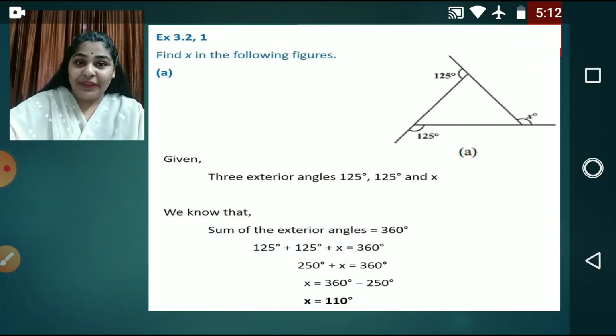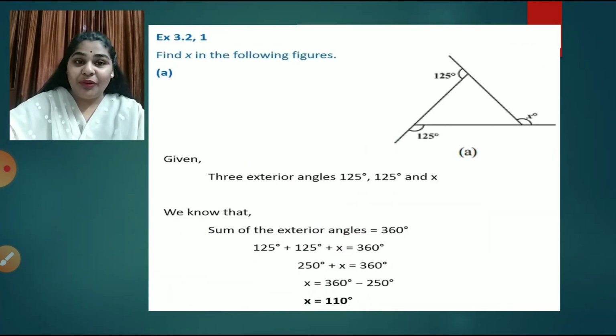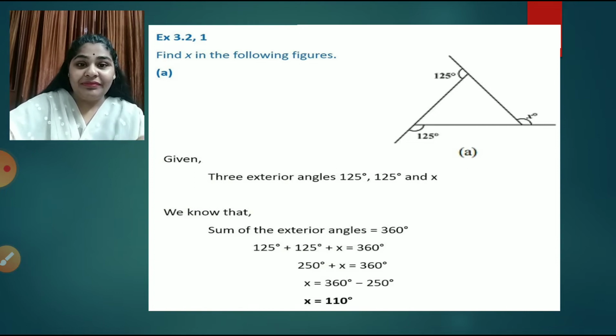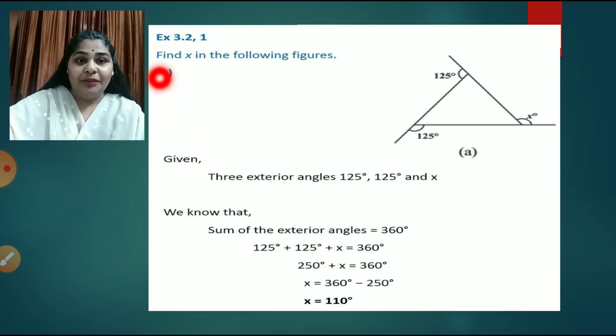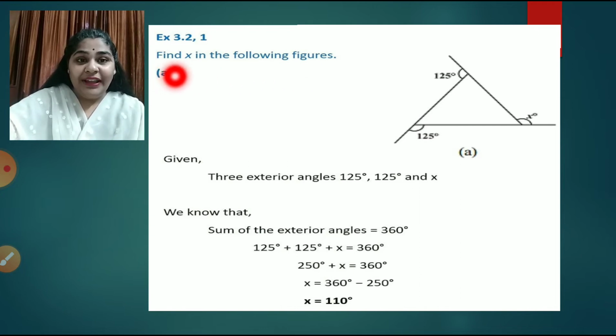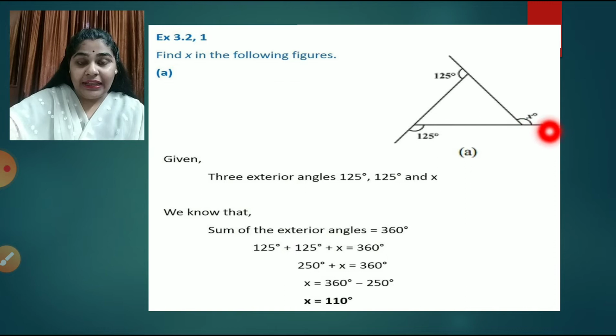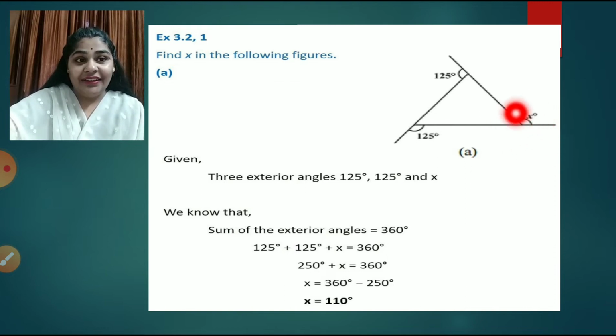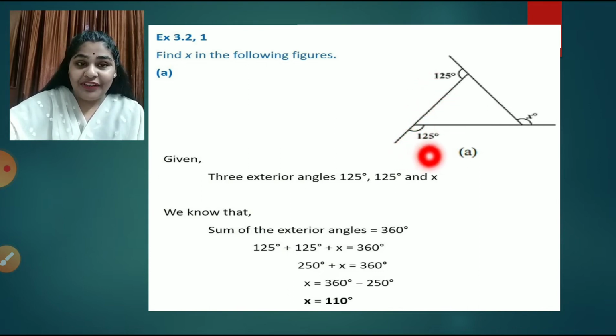So let us begin with our exercise 3.2, the first sum. One polygon is given. You can see it is a triangle. Three sides are there. So find x in the following figure. Here you can see x is an exterior angle which is unknown, and the other two exterior angles are given, children. One is 125 degrees and the other one is also 125 degrees.